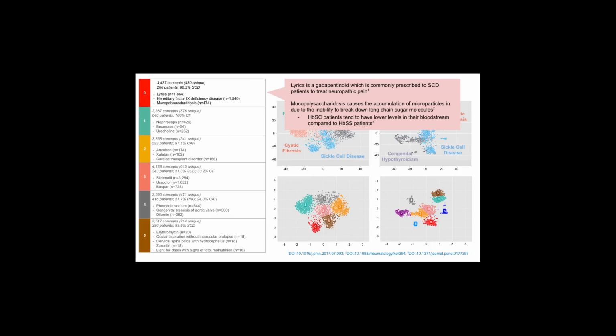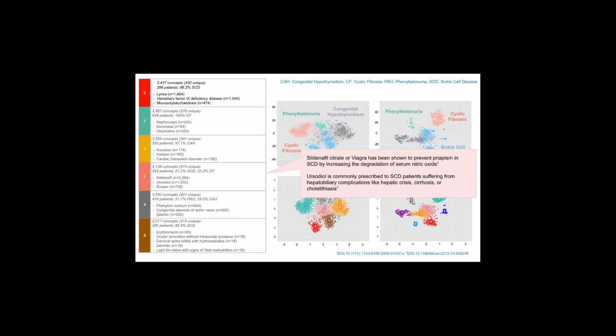I'll go through each of the most important concepts found for these 3 subphenotypes of sickle cell disease. For the first subphenotype, we found that Lyrica was an important concept. Lyrica is a gabapentinoid, which is commonly prescribed to sickle cell disease patients to treat neuropathic pain. We also found mucopolysaccharidosis, which causes accumulation of microparticles due to the inability to break down long-chain sugar molecules. And HbSC, one of the 2 primarily known genotypes of sickle cell disease. It's the less severe. They tend to have lower levels in their bloodstream when compared to HbSS patients, which is the more severe subphenotype of sickle cell disease.